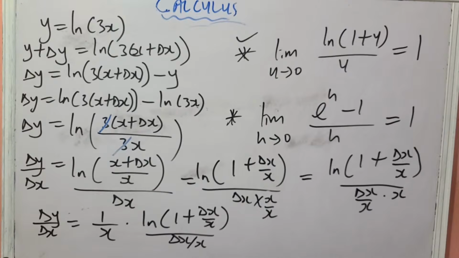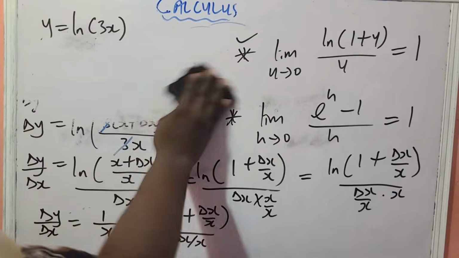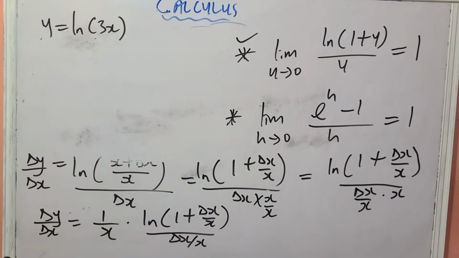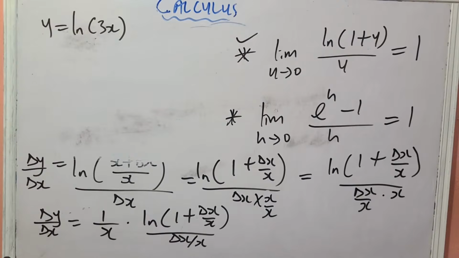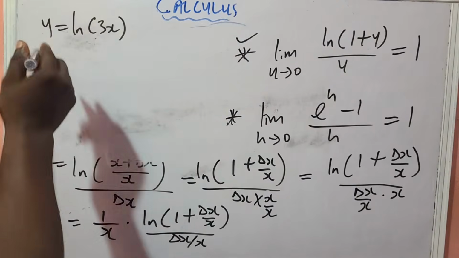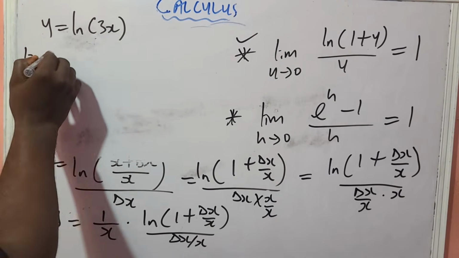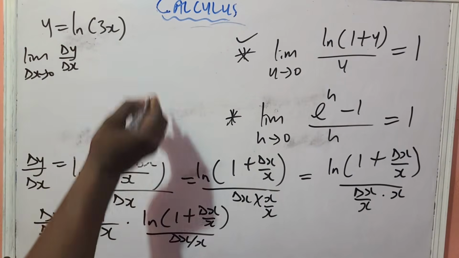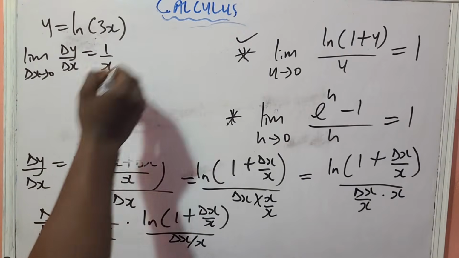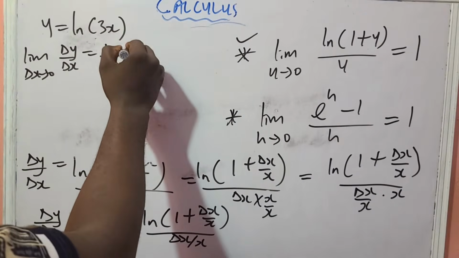So look at what I'm going to do now. Now I can go on to my step number 3. Sorry, my step number 4 rather. What's my step number 4? My step number 4 is to take the limit of both sides. Change in x tending to 0. Change in y over change in x is equal to 1 over x dot. I'm bringing that one outside because I just don't feel it.